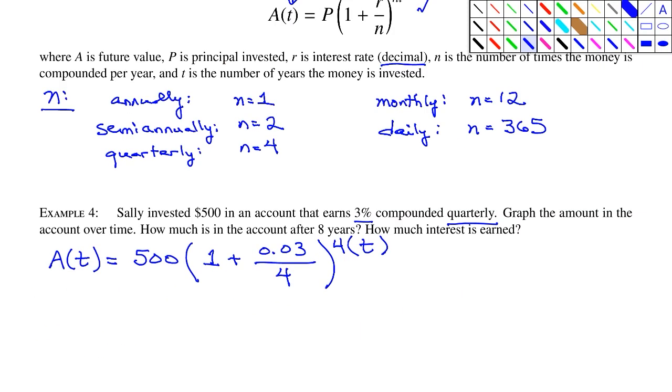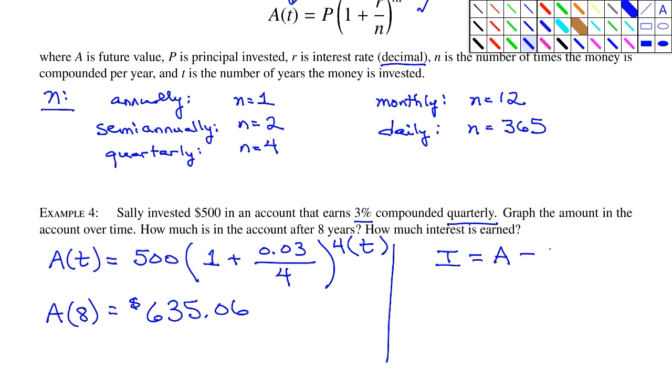How much is in the account after 8 years? So we do A of 8, and you just plug in 8 for t, and you get $635.06. And then how much interest is earned? Well, interest is money that wasn't yours to begin with. So interest is the amount minus the invested principal. So this would be $635.06 minus the $500 that was invested. So it's $135.06.